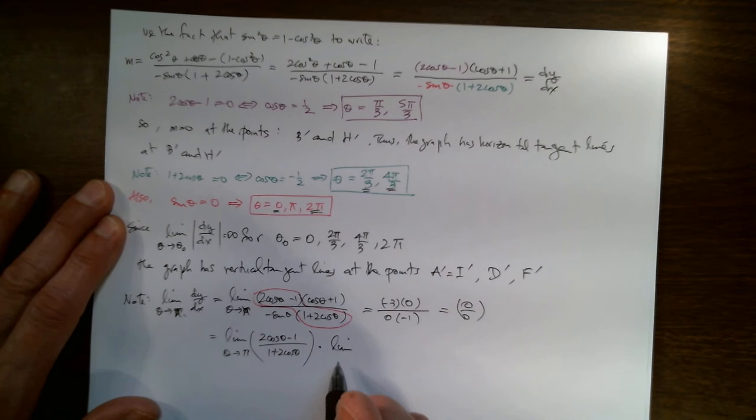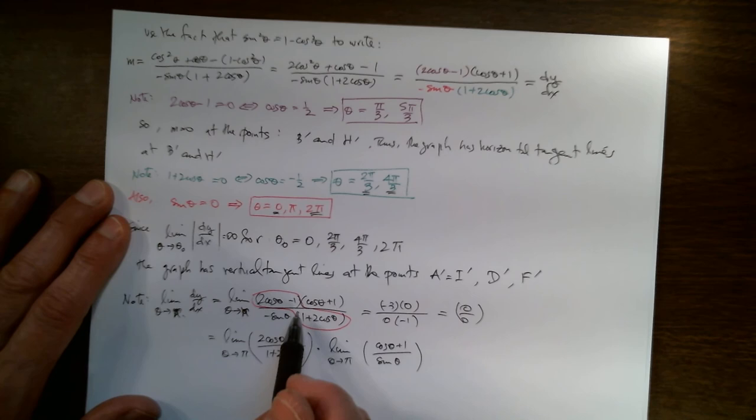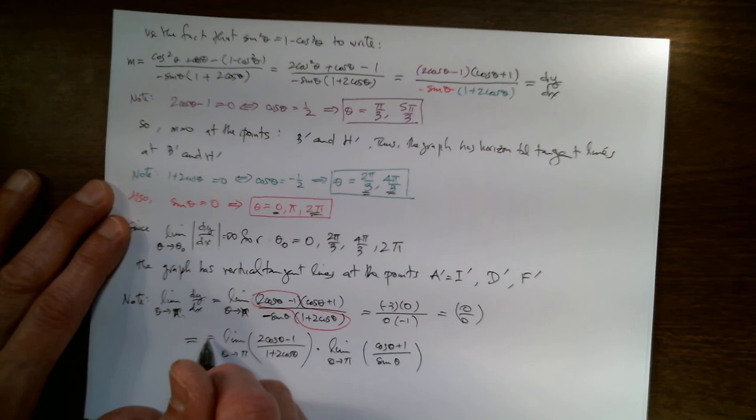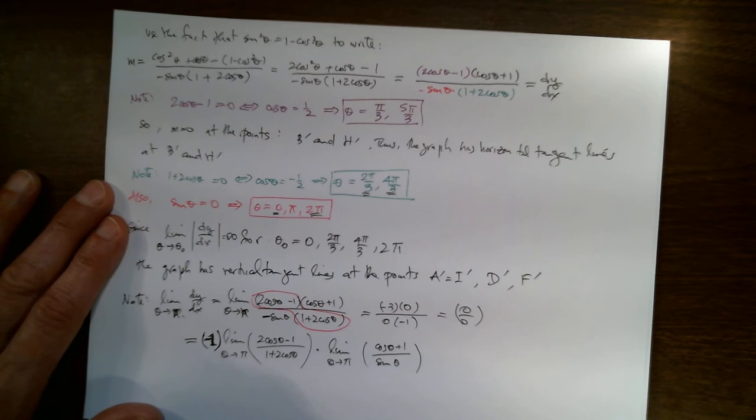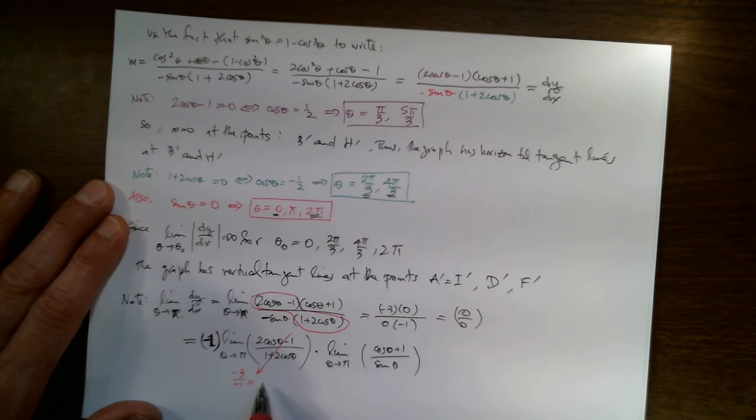But the second ratio, namely the cos theta plus 1 over the sine of theta, would become indeterminate, 0 over 0. We also have this minus sign in the denominator. Because it's a constant factor, I'm just going to bring out that factor, minus 1, up in front of the product of the two limits. So this first limit is not a problem. We know that it converges to minus 3 over minus 1, which is equal to 3. But this is the part that goes to 0 divided by 0.